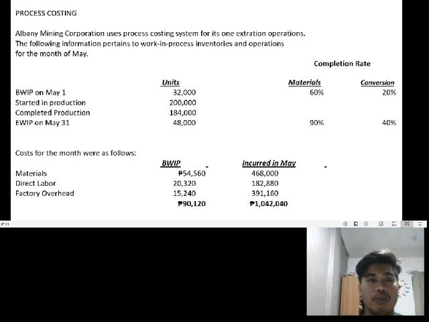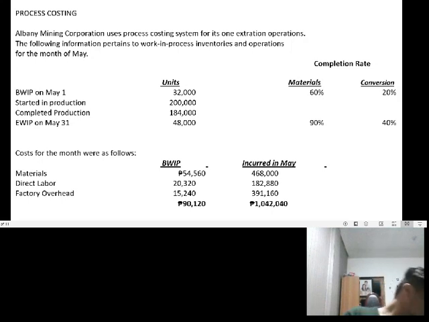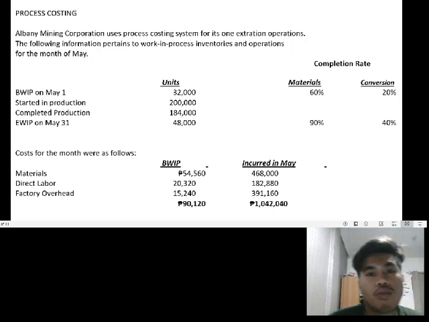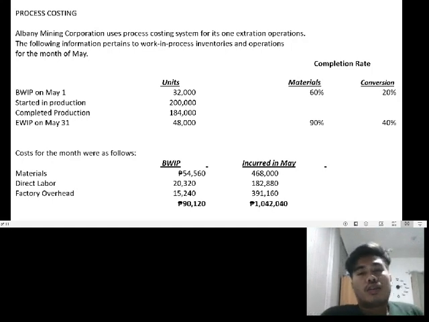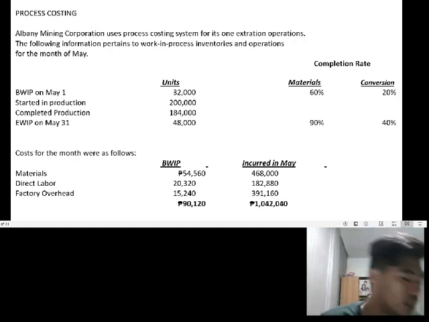So, in our problem, Albany Mining Corporation, meron siyang beginning work in process on May, which in units is 32,000, started in production of 200,000, completed production of 184,000, and ending work in process of 48,000 units.